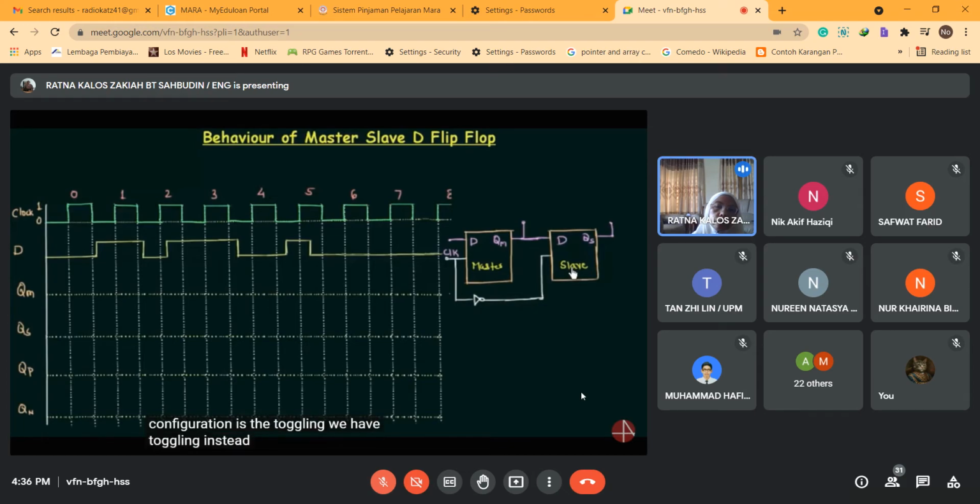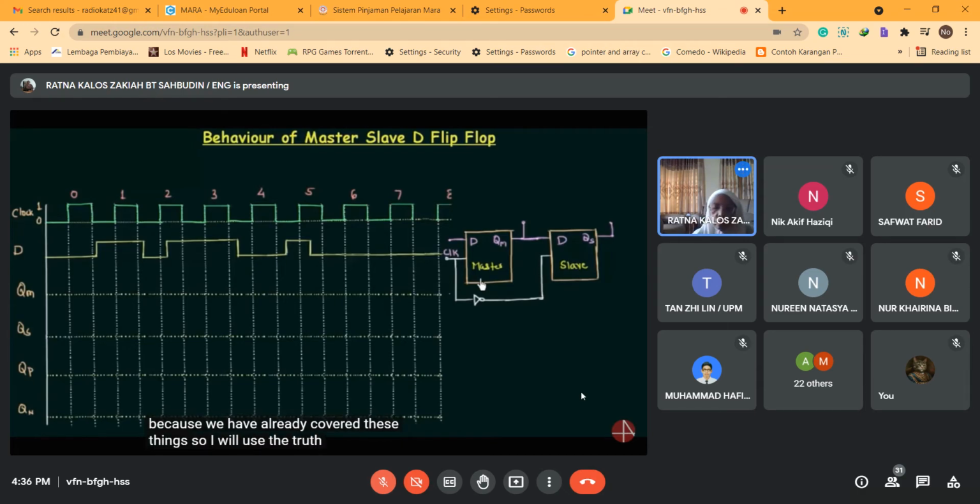The greatest advantage of this configuration is the toggling. We have toggling instead of race around condition in the JK flip-flop because we eliminated the effect of feedback there. Feedback was eliminated because when the master is operational, slave is not, because we have inverted the clock. Similarly, when the slave is operational, master is not. And this is all you have to remember about the master slave flip-flop. We will not go in much depth because we have already covered these things.